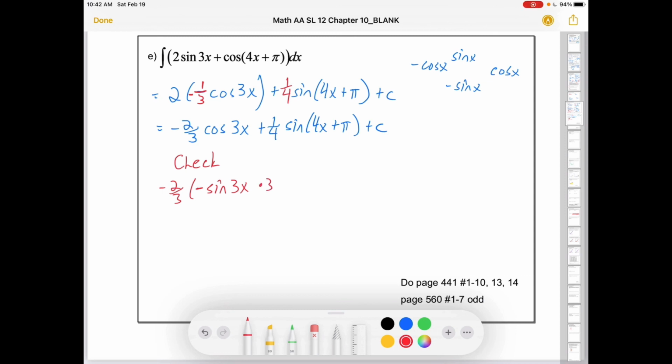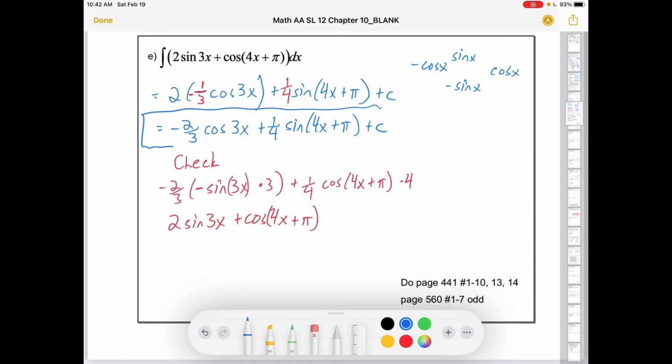Then from the chain rule, times 3, plus 1/4 derivative of sine is cosine, 4x plus pi, and this kind of in brackets here, times 4. That would give us 2 sine 3x plus cos 4x plus pi, which is back where we started. So we must have done it correctly. This is the correct answer.